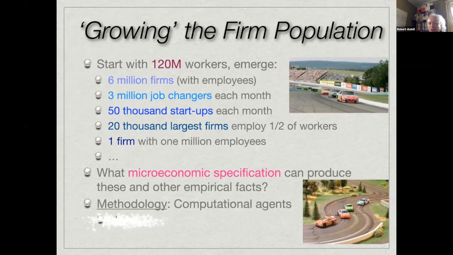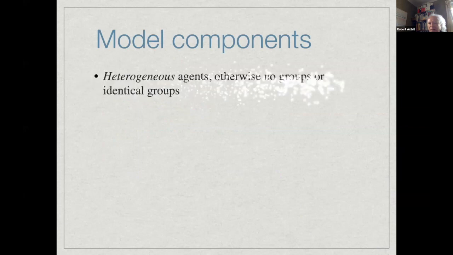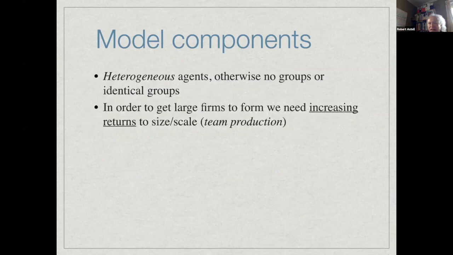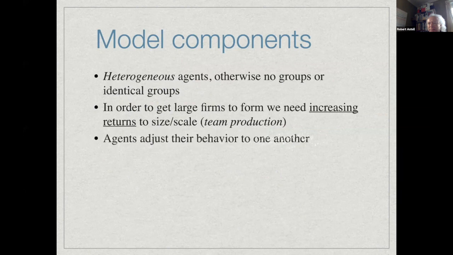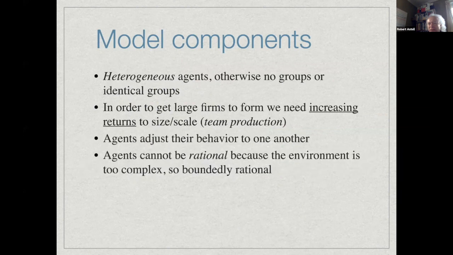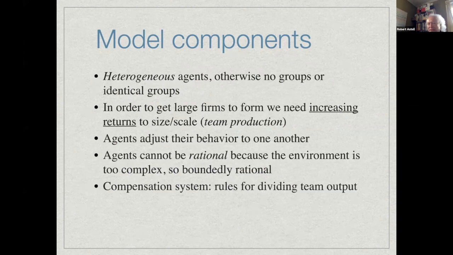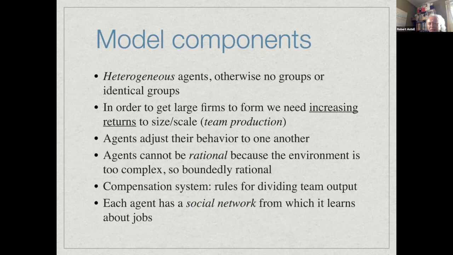I'm just going to show you the results of many years of work here: a model with heterogeneous agents that are put in teams where there are so-called increasing returns to scale. This is a team production environment, and they co-evolve their behavior to one another. They pursue welfare improvements, but they're not really rational, because when they decide to change jobs they're not going to look for the one best firm for them to go to. They're going to look for a place where they can do better, by querying the social network to see what kind of jobs are available.